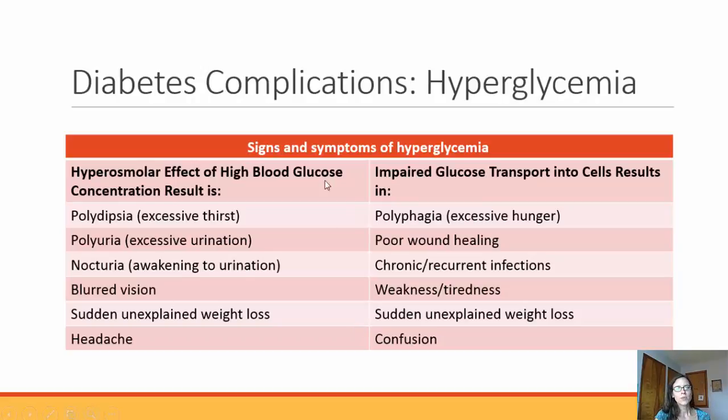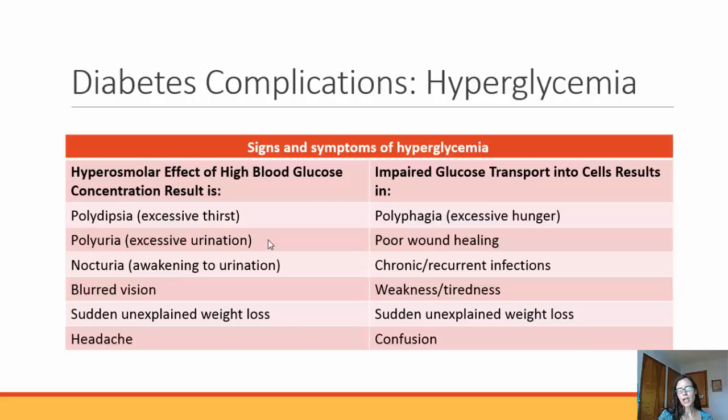Okay, so for the reasons we said, hyperglycemia results in excessive thirst, excessive urination, awakening to urinate, blurred vision, we'll talk about why that is, sudden unexplained weight loss from losing the glucose in your urine and from breaking down muscle for gluconeogenesis, and headache. And we have the excessive urination, remember, because we have glucose passing through our kidneys, causing this osmotic influx of water. So we have excessive urination, and then that causes excessive thirst.